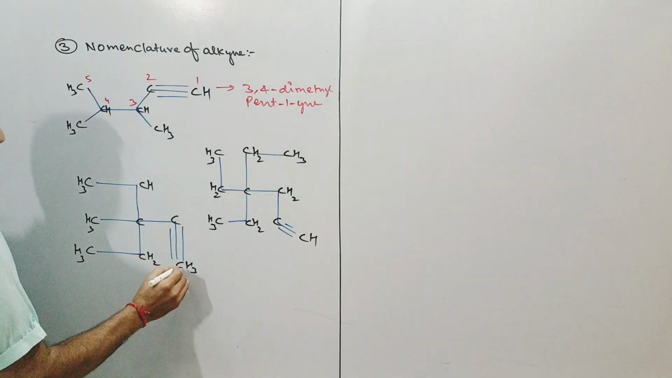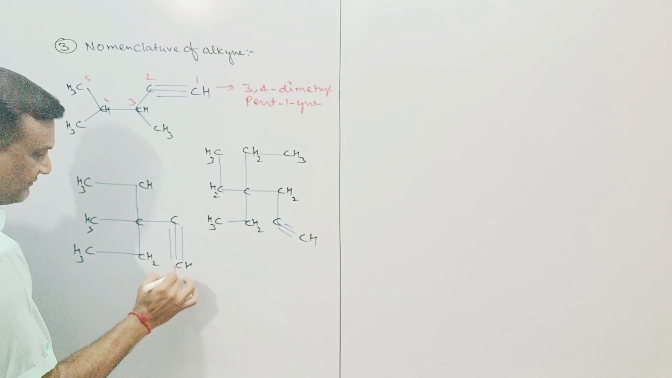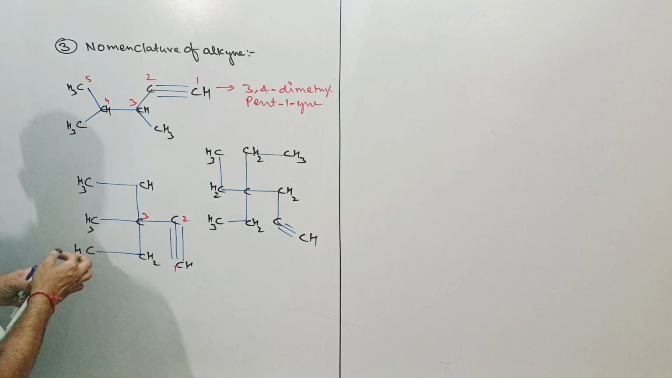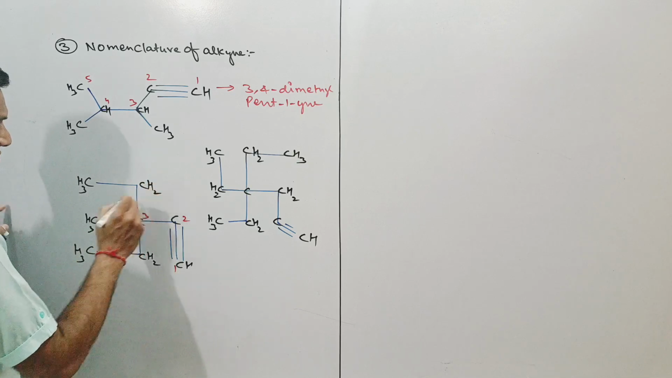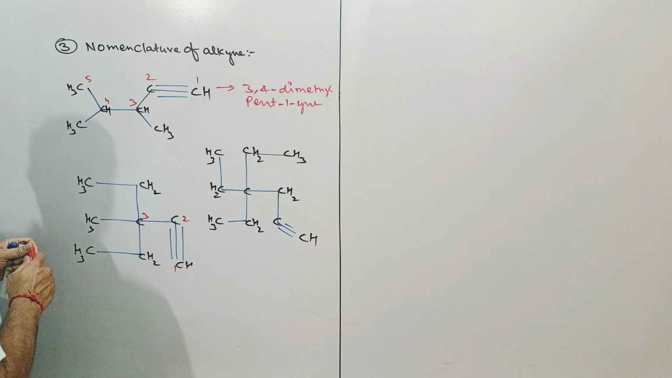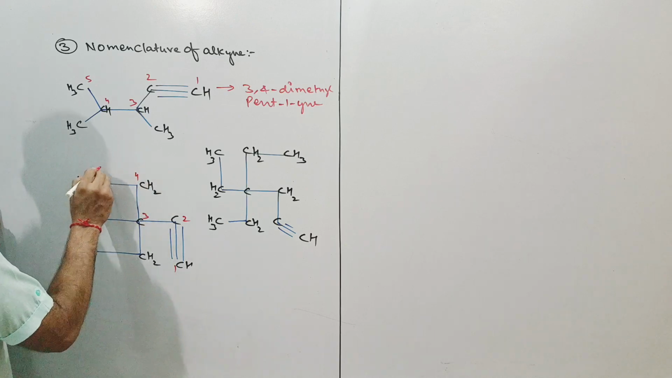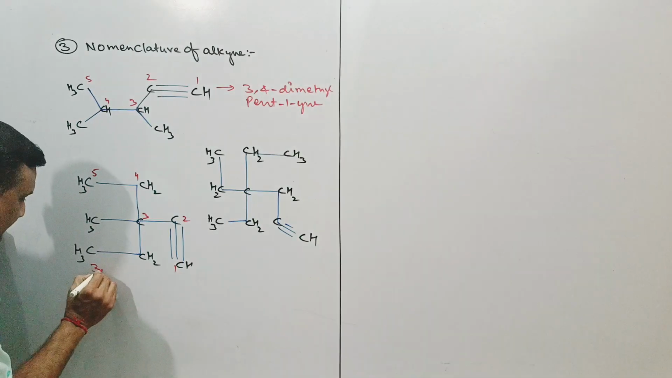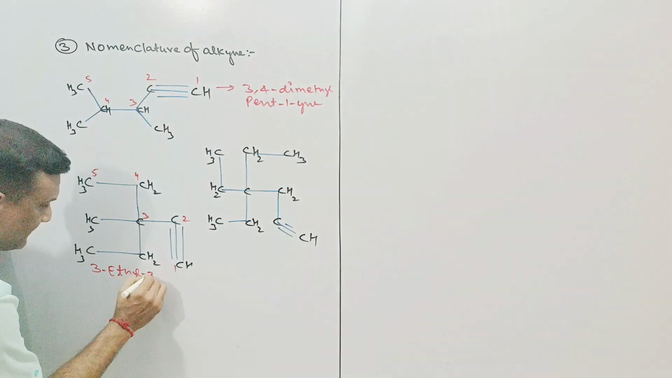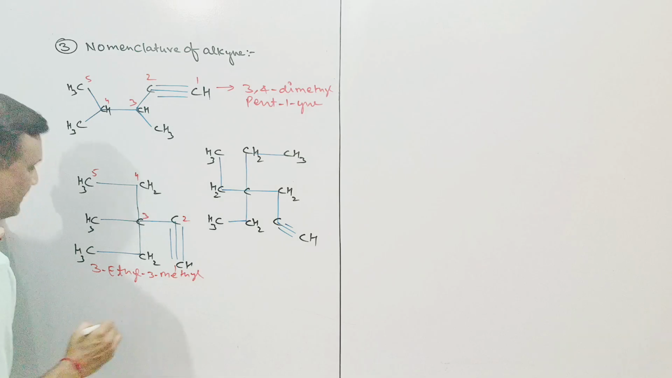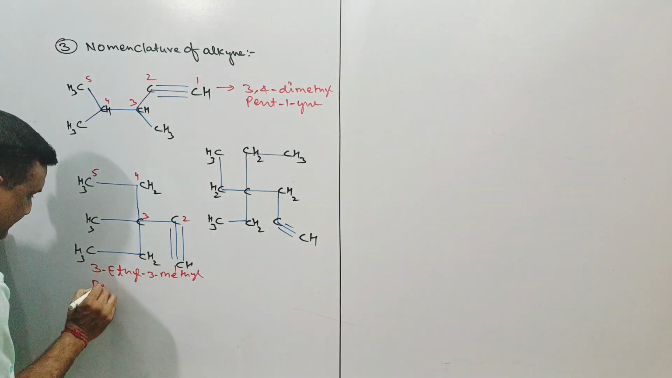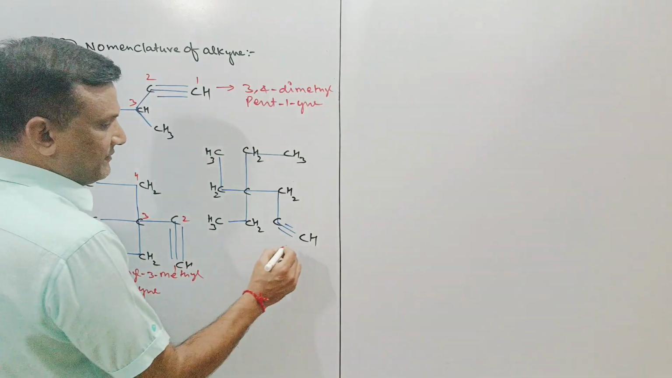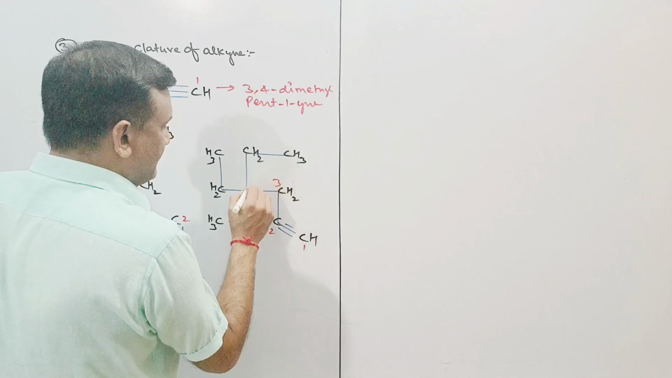This is the counting from this side: 1, this is the 2, this is the 3, this will be your CH2, because 2 valencies are complete. And this is the number 4 position. This is number 5 position. At number 3 position there is methyl. At number 3 position there is ethyl. So you will call it 3-ethyl, 3-methyl. There is a 5 carbon chain, so it will be pent-1-yne.